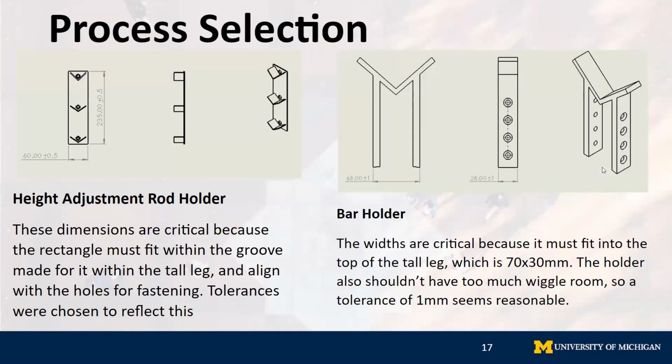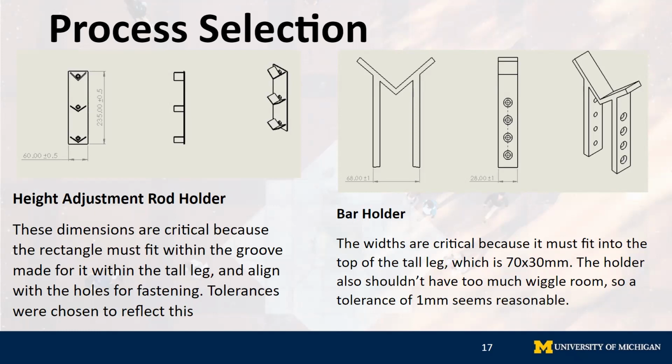For the height adjustment rod holder, since we are consolidating it into one piece, the overall size inherently grows. To align the part into the main rack assembly, the outline dimensions of 60 millimeters by 235 millimeters with an overall tolerance of 0.5 millimeters are critical. Other critical dimensions in this part are the locations of the holes.